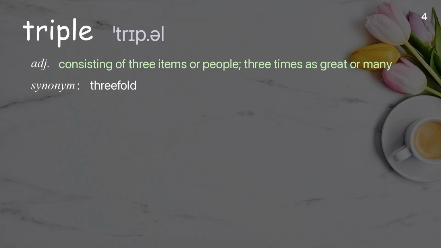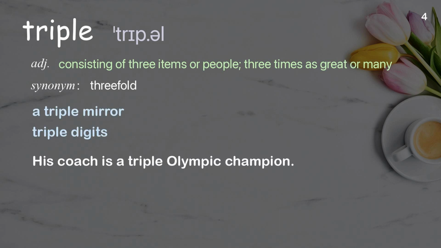Triple. Consisting of 3 items or people, 3 times as great or many. Examples: A triple mirror, triple digits. His coach is a triple Olympic champion.